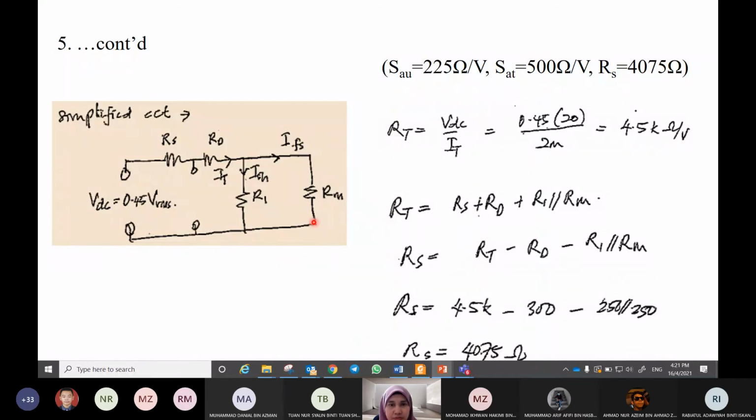We know that R total is equal to Rm parallel with R1 and then add with Rd and Rs. So Rs is equal to R total minus Rd minus the equivalent resistance of R1 and Rm. So we substitute R total 4.5k here minus Rd. Rd is given in the circuit, 300 ohm, minus 250 parallel with 250, we will get half of this value. So Rs is equal to 4.075 kilo ohm. Okay, any question?